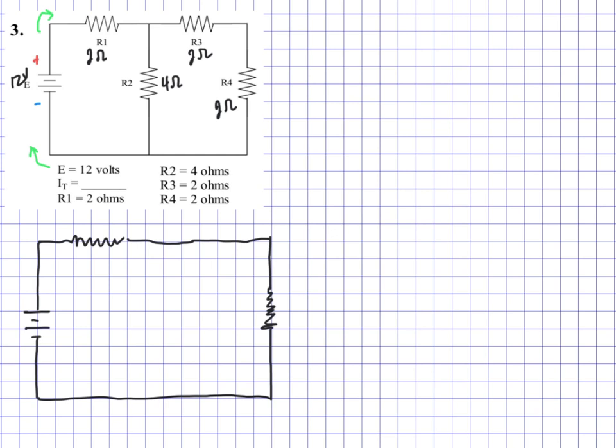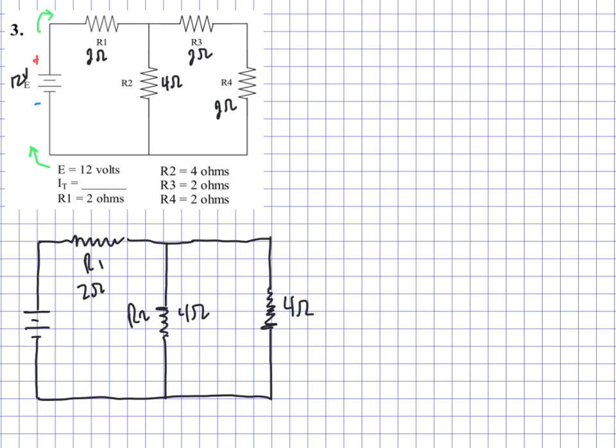These two resistors, R3 and R4, well, in series, we just add them together. So I'm going to make this one resistor of 4 ohms. And then I'm going to add back in R2 right here, and then you've got R1. I'll just put in our information: R2 was 4 ohms, and we've got 4 ohms over here.